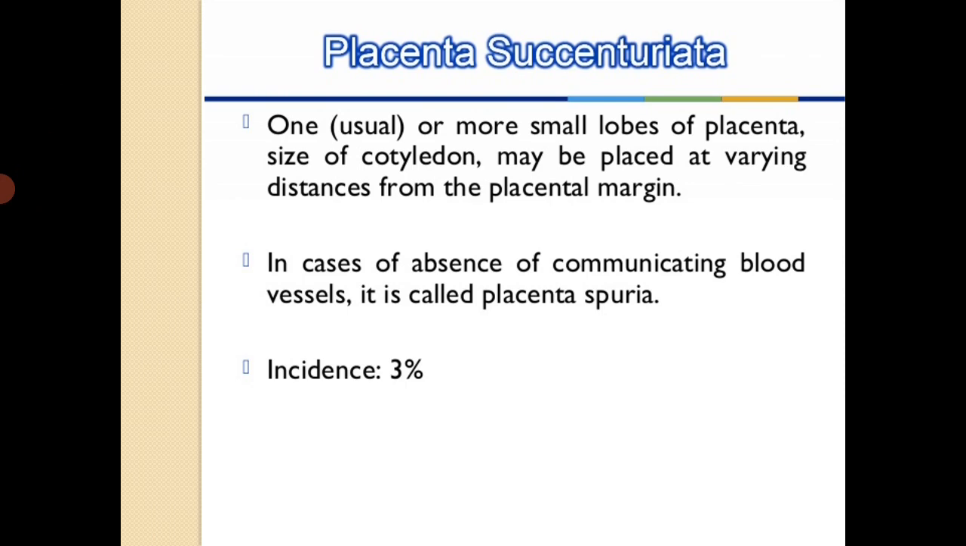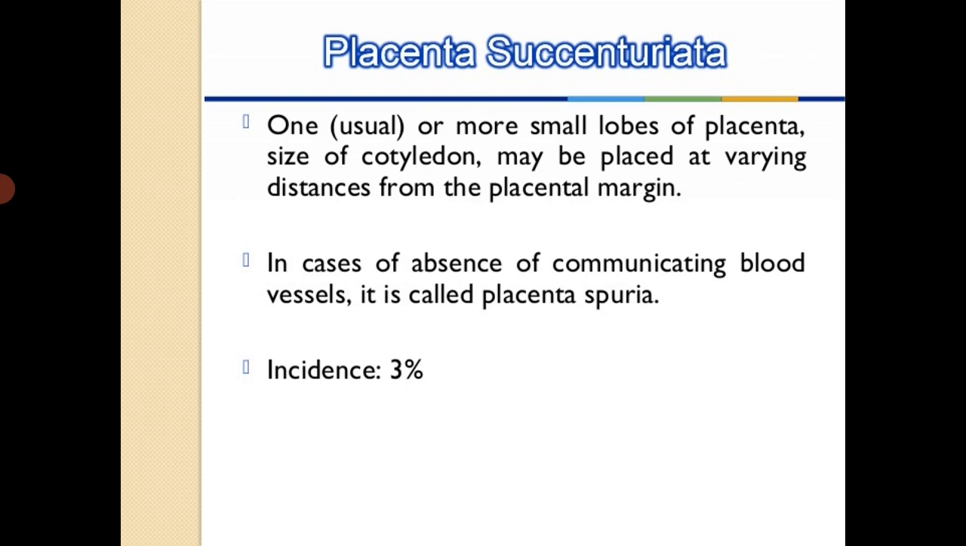Here the first condition is placenta succenturiata. One or more small lobes of placenta, the size of cotyledons, may be placed at varying distances from the placental margin. The distribution of cotyledons or lobes may be at varying distances. There will be no equal distribution of cotyledons at the placental margin.